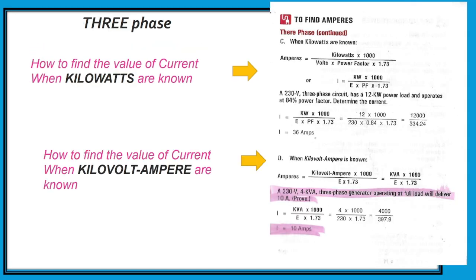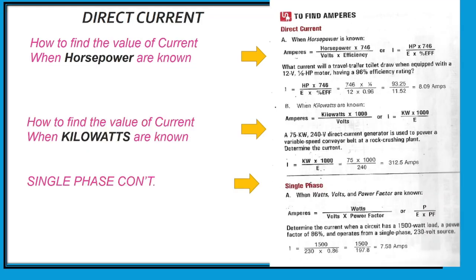And this one is for 3-phase. The only difference for single phase and for 3-phase is square root of 3. And the next one is direct current. So if you are dealing with direct current, you can also watch this one. And we have here the continuation of single phase when you are going to look for amperes and when watts, volts, and power factor are known.